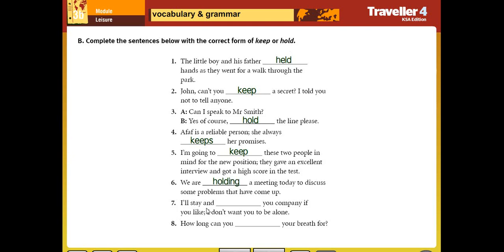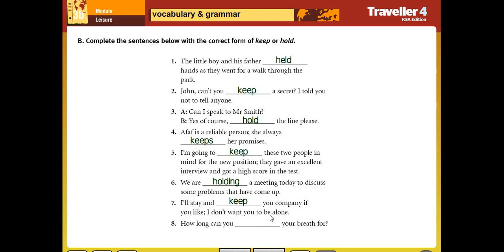I'll stay and you company. When you say keep you company or keep someone company, it means to stay with him, or in other words in Arabic we can say يسلي. I'll stay and keep you company, أنا سأمكث معك وهسليك if you like.